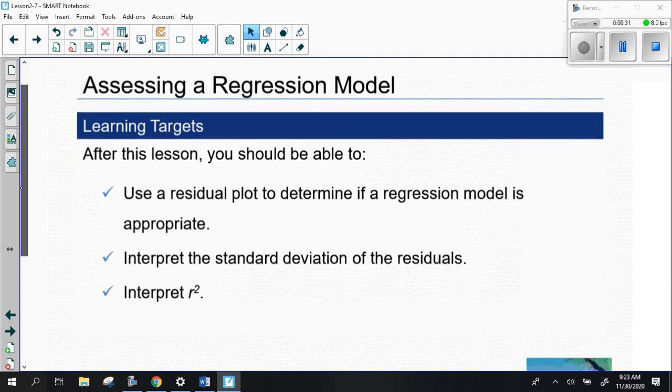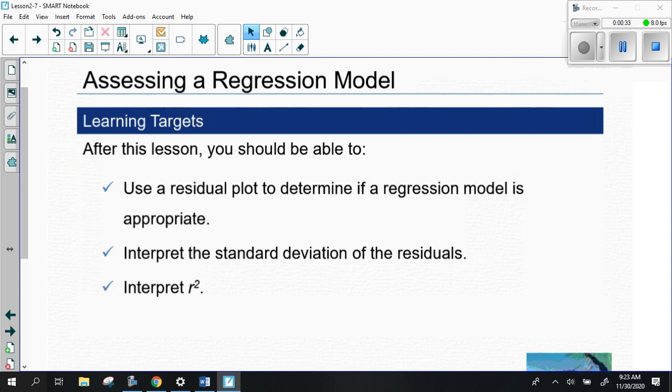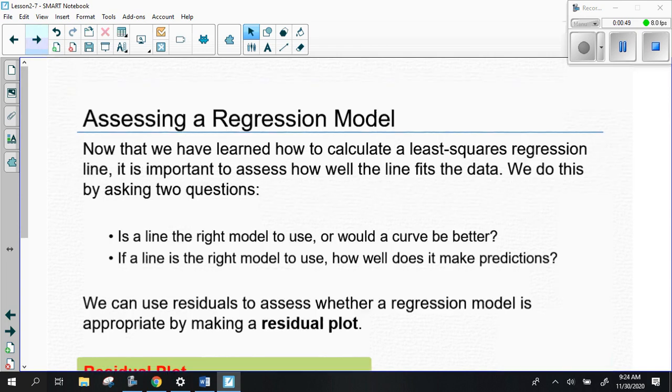In this lesson, we're going to be able to, like I said, use a residual plot to determine if a regression model is appropriate. We're also going to be interpreting the standard deviation of residuals and R squared. We've looked at R. We also have an R squared value as well.